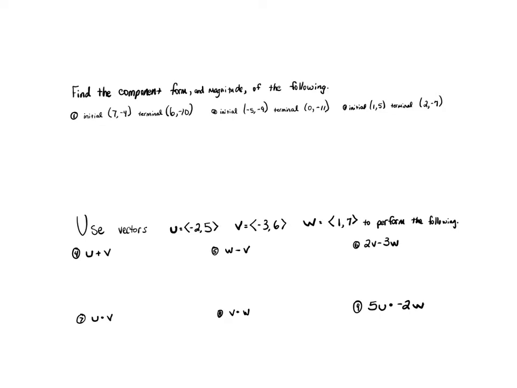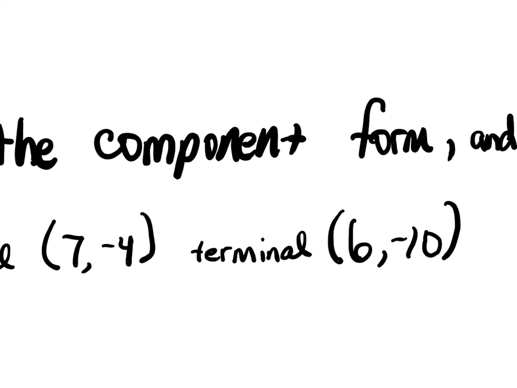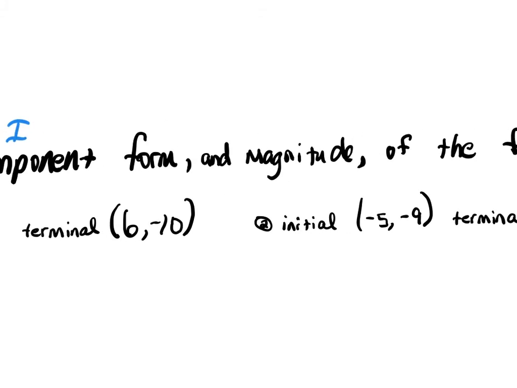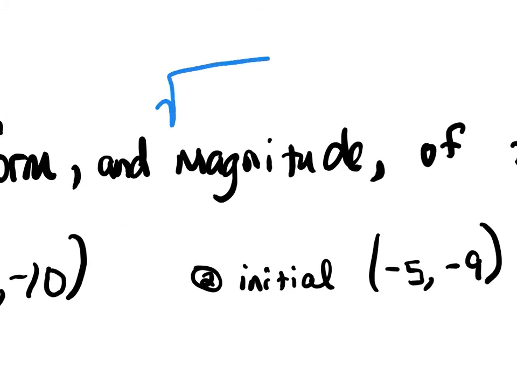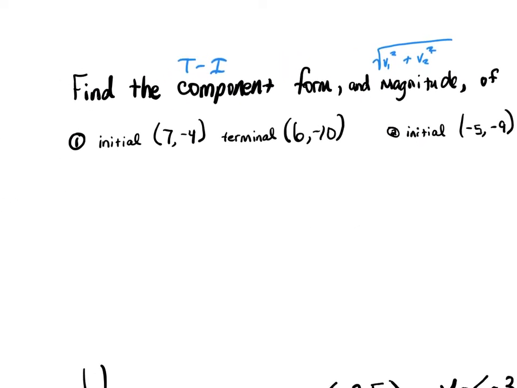But in this first question, when they ask you for component form and magnitude, guys, component form is what minus what? Terminal minus initial. You have to remember that. Magnitude. How do you find the magnitude? Okay, you're going to take vector 1 squared plus the second part of the vector and square it. Add it together. So in this question, when they say component form, x's stay with x's, y's stay with y's.